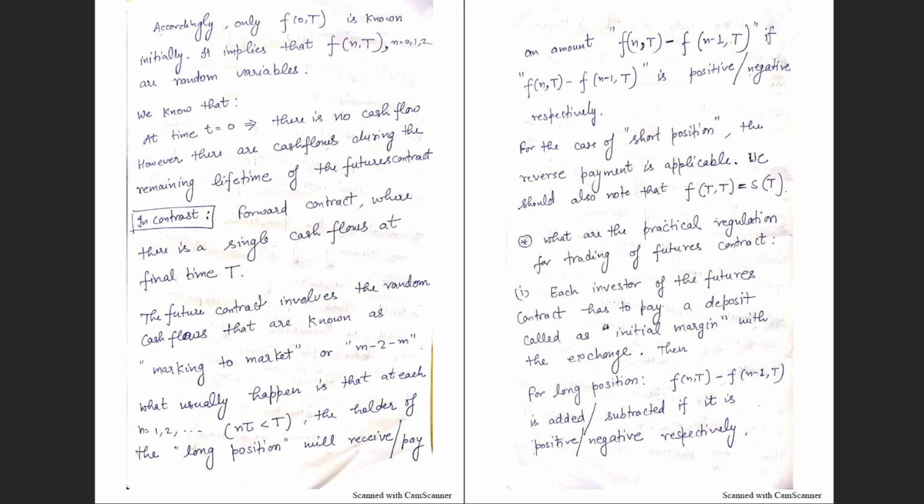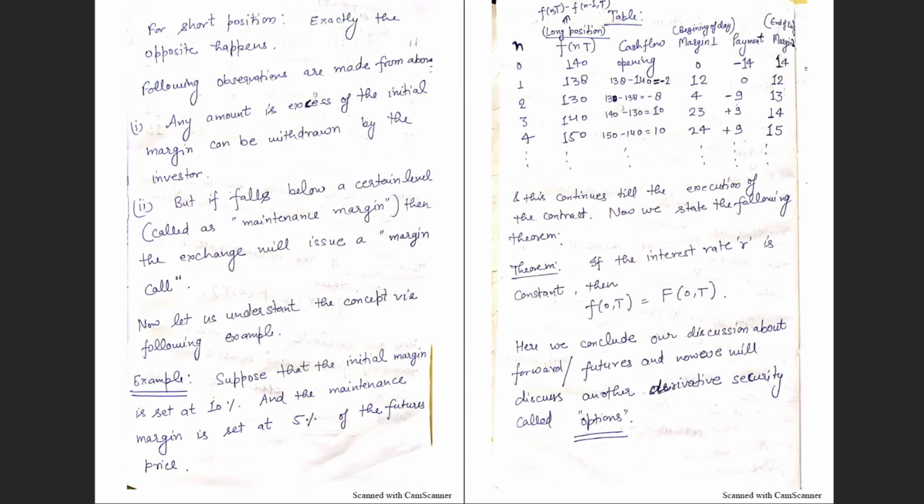So for the long position, this F(n,T) minus F(n-1,T) is added if it is positive, and if it is negative, it is subtracted. Again, this may not be very clear, what is added and what is subtracted. We are coming very soon to an example, and there it will be much clearer. For short positions, of course, exactly the reverse happens. You can also see the book for clarification of these definitions and notations, and you can mail me if you have any doubt.